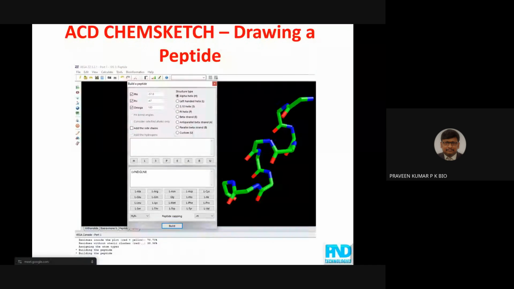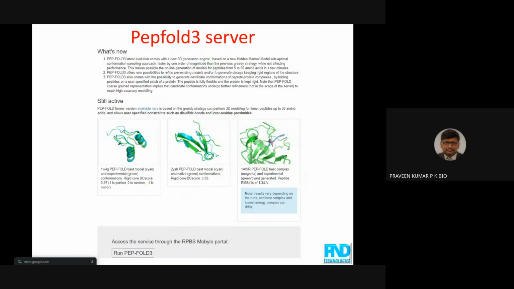No, this is not ACD, this is the Vega tool. In Vega, we can also design a peptide. This is freeware. Install the Vega tool, and if you open it, you will get this kind of window for building a peptide. You simply click these buttons to get the amino acid sequence. And if you click build, you get a nice peptide in 3D structure. You can save this PDB structure.